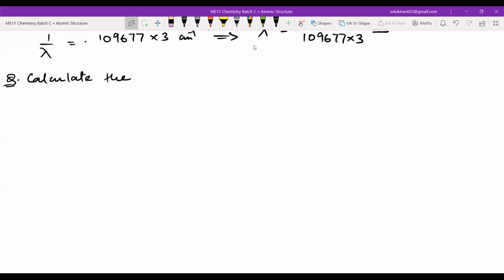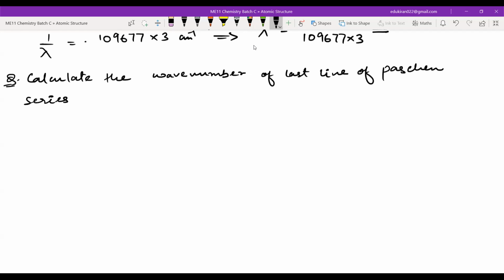Let us talk about wave number, 1 upon lambda. Calculate the wave number of the last line of Paschen series in helium positive spectrum.